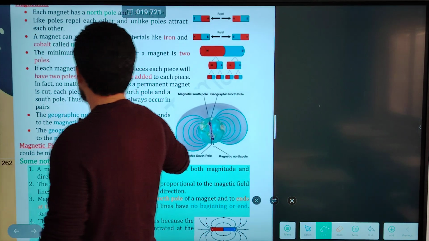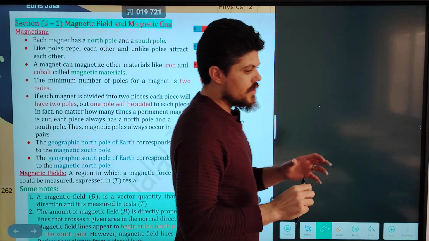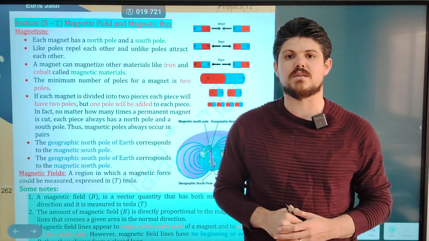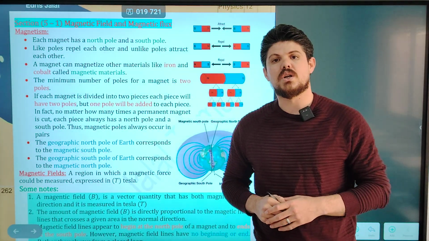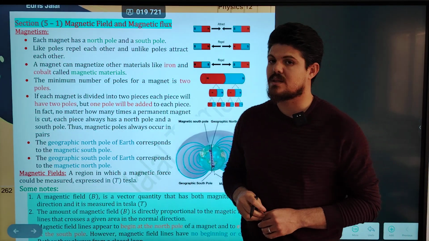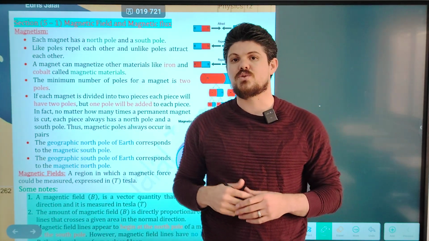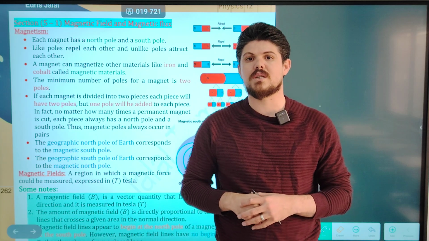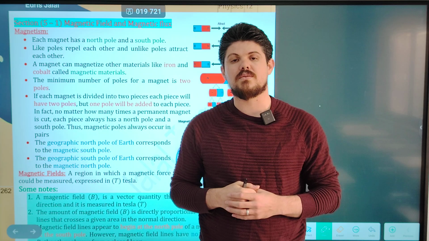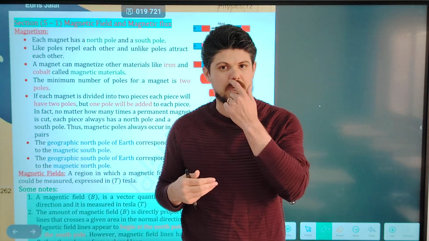As you know, each magnet has a north pole and a south pole. The minimum number of poles is 2, north pole and south pole. Every magnet in our world consists of 2 poles. Like poles repel each other and unlike poles attract each other. You have learned it in other grades, about the attraction and repulsion between 2 magnetic materials. If the 2 magnets have the same pole, they will repel each other. Like north-north repel each other, south-south repel each other.